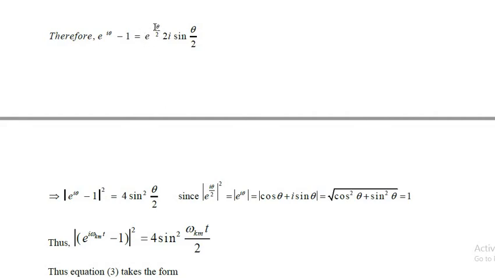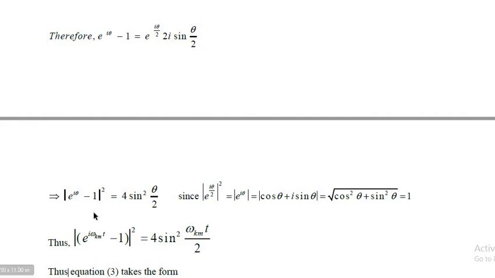Now see, we have the exponential term e^(iθ/2). If I take the modulus of e^(iθ/2) and take the square of it, it becomes e^(iθ). And the value of e^(iθ) is nothing but cos θ plus i sin θ. Since there is a modulus, we can write it as the modulus of cos θ plus i sin θ, and this can be expressed as the root of cos²θ plus sin²θ, which is equal to 1.